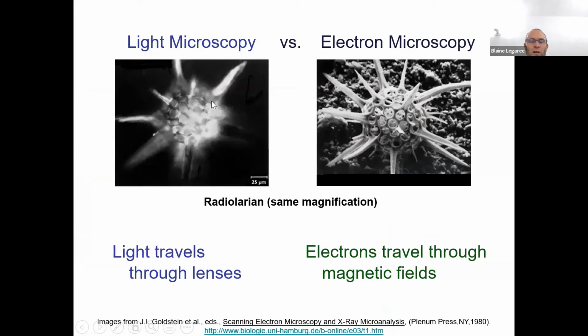So light microscopy, electron microscopy. Make sure you're using keywords: light, right? Light microscopy, electron microscopy uses electrons. So don't forget to use those words if that ends up on the midterm somehow.